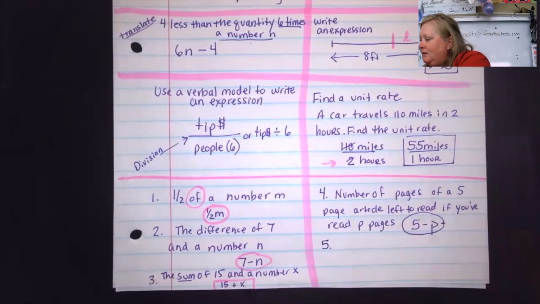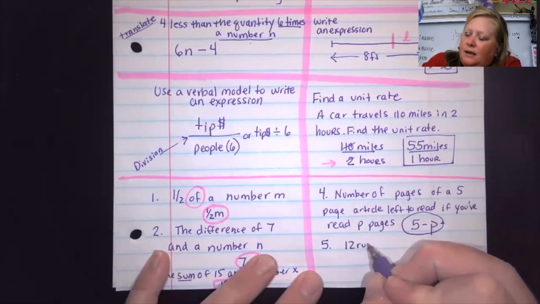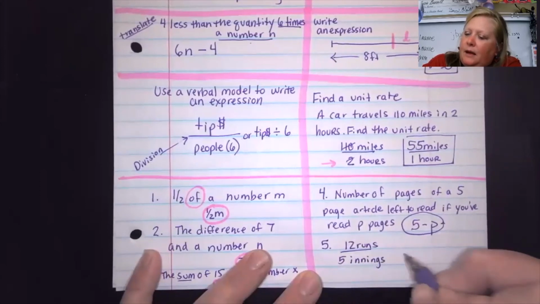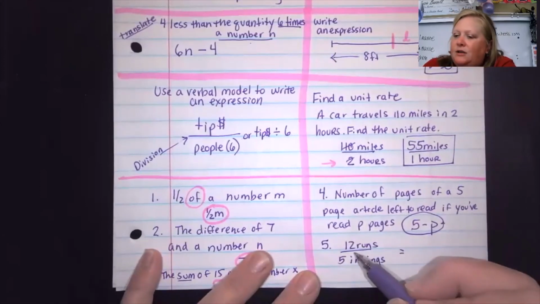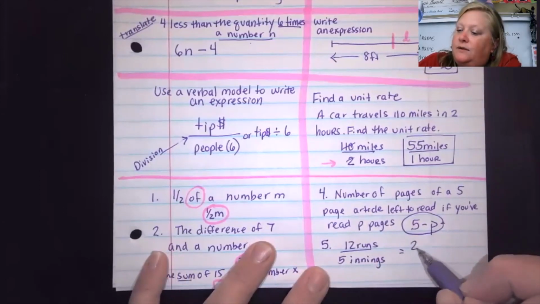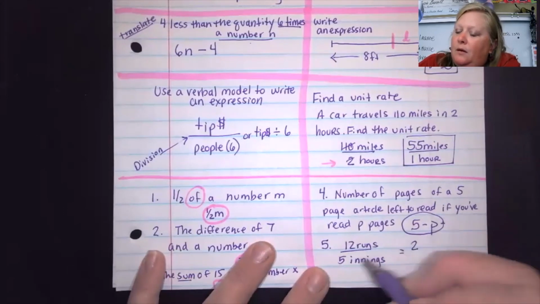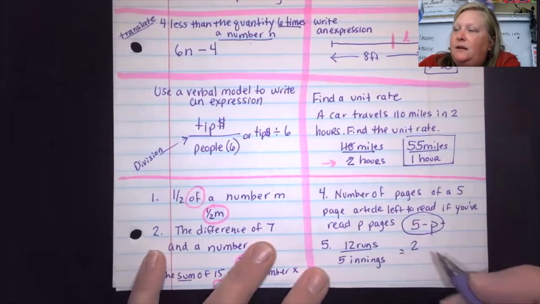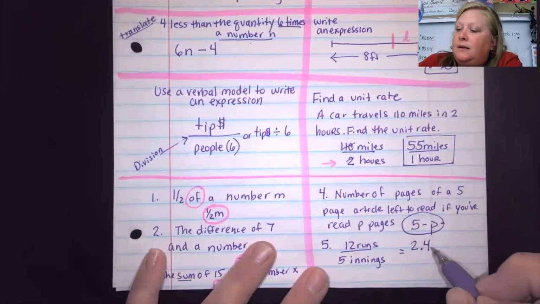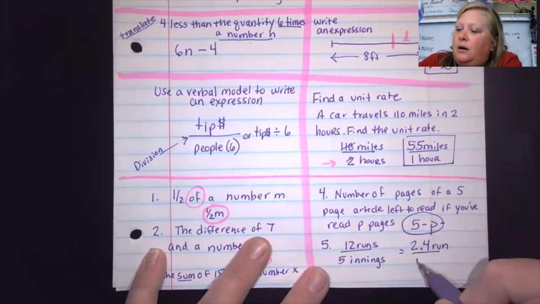All right, and the last one, let's do a unit rate. Let's do 12 runs in 5 innings. So how many runs per inning? I like this one because it is a fraction. So let's see, 12 divided by 5. Well, 5 goes into 12 2 times with 2/5 left over, which is 0.4. So this is runs per inning.